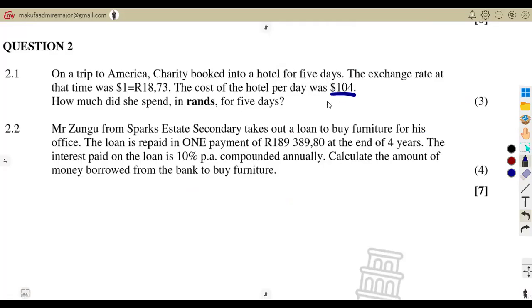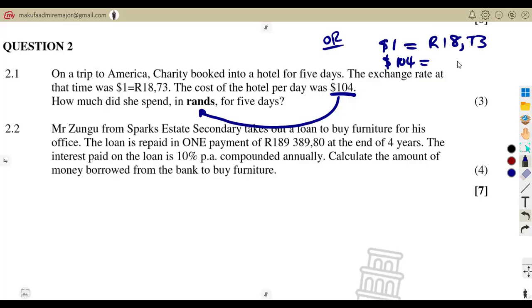Or you could have converted this first to rands. Then you multiply by 5. You convert this to rands first. Then you multiply by 5. So I want you to do that first. $1 is equal to what? 18,73. What about $104? So this is another way that I want you to finish this and find the answer. So I want you to get the value of X.